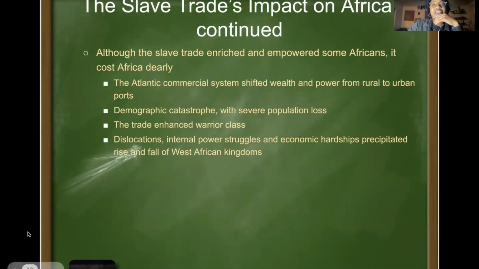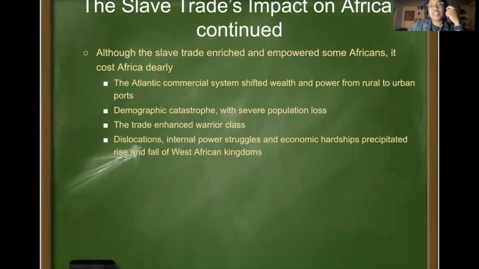All right, the slave trade's impact on Africa, continued. Although the slave trade enriched and empowered some African nations, it really cost Africa dearly. So one, we see the power is going to shift in Africa from rural places into the urban ports. Is that what we really need when most of the population lives in rural areas during this time period? Probably not, but it's going to be an unfortunate thing that happens.